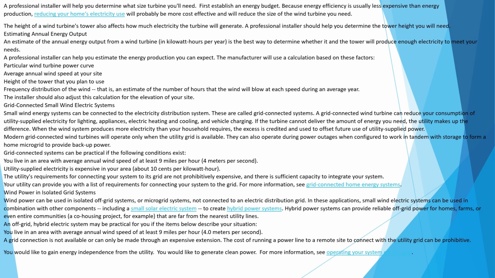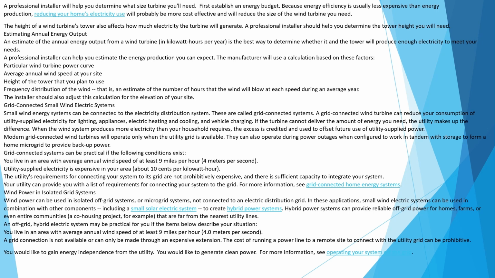You live in an area with average annual wind speed of at least 9 miles per hour, 4 meters per second. Utility-supplied electricity is expensive in your area, about 10 cents per kilowatt hour. The utility's requirements for connecting your system to its grid are not prohibitively expensive, and there is sufficient capacity to integrate your system. Your utility can provide you with a list of requirements for connecting your system to the grid. For more information, see Grid-Connected Home Energy Systems.